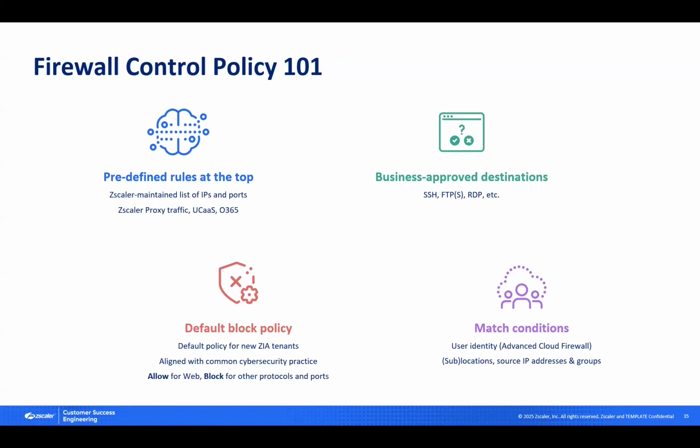This means that if you want to allow, for example, SSH, FTP, RDP, and so forth, you'll want to build a list of business-approved destinations for these services, and then build policy that allows these services for those specific destinations. It's also recommended that you further narrow these policies by applying match conditions, such as user identity conditions if you have the advanced cloud firewall licenses, for example, users or groups, and locations, sublocations, and source IP addresses and groups, which are available as criteria for both the basic and advanced cloud firewall licenses.